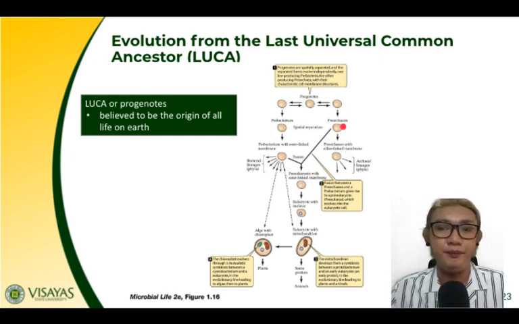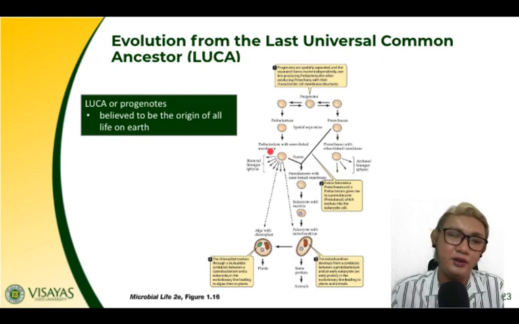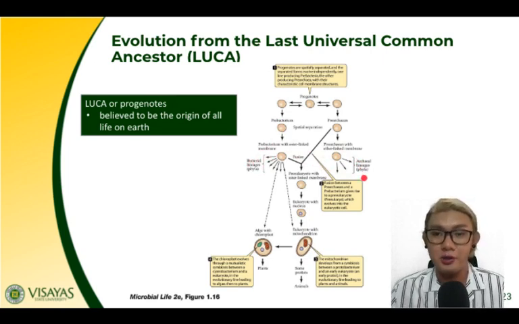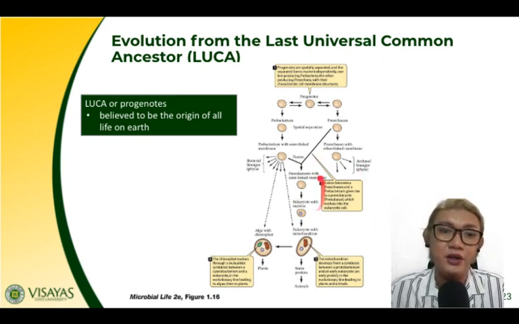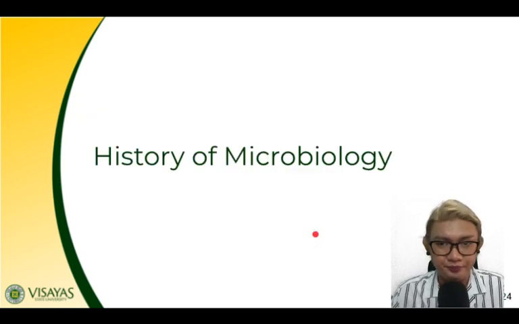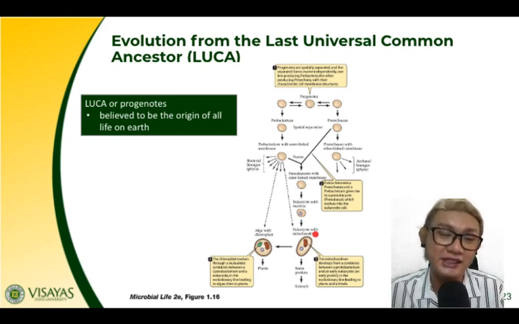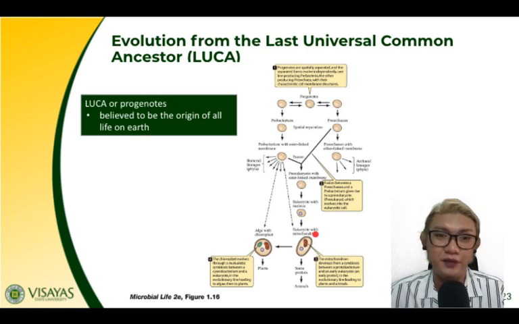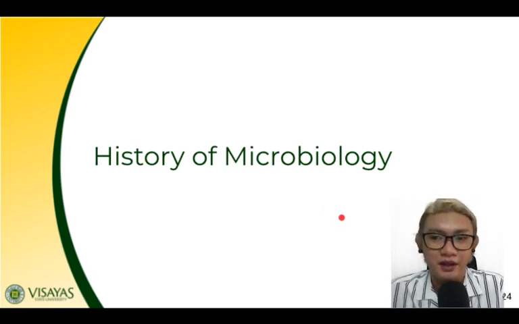Now, some of those cells that were not involved in the fusion became the true archaeal cells, and those pre-bacteria became true bacterial cells. These two, the archaeal and bacterial cells, are prokaryotic cells, meaning they do not have a distinct nucleus, while the pre-eukaryotic cells evolved and developed their own distinct nucleus. That's the most acceptable theory that scientists believe as of the present for the origin of life on Earth. Now let us talk about the history of microbiology.